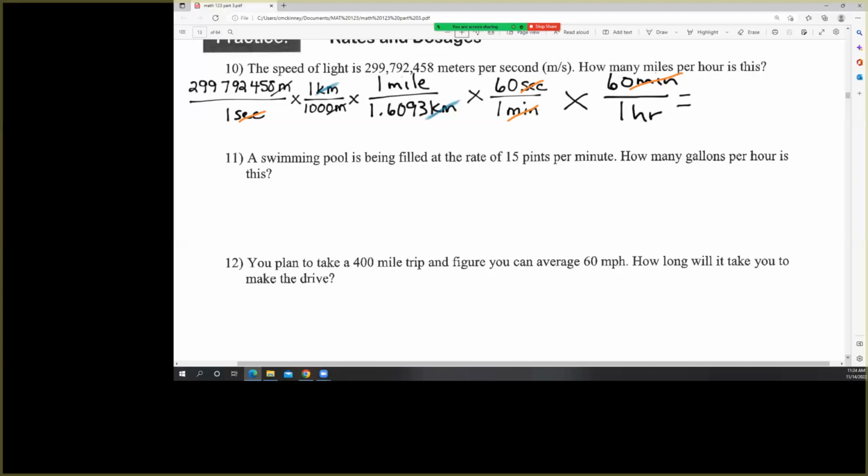You think so? 6.7 would mean that light travels only less than 7 miles an hour. No, it's a much bigger number. You said 6 point though. I said 6.706, and I said it goes on for a lot longer. But when you put a point, that's where the decimal is. 670 million? 670 million.